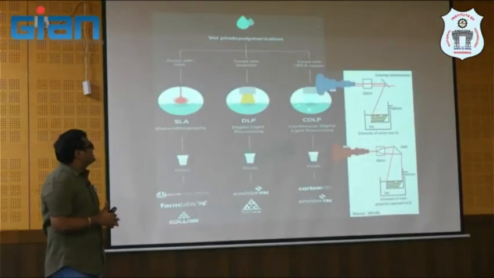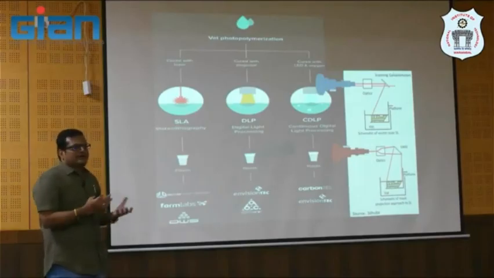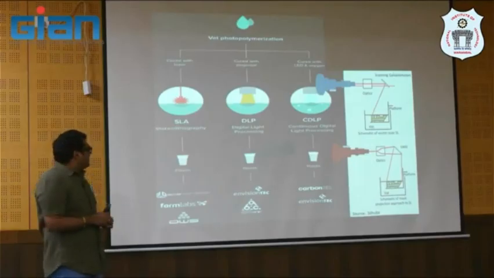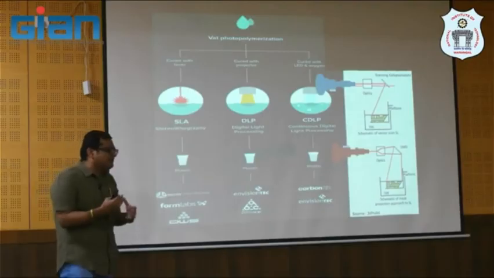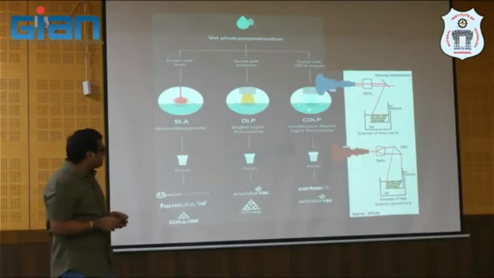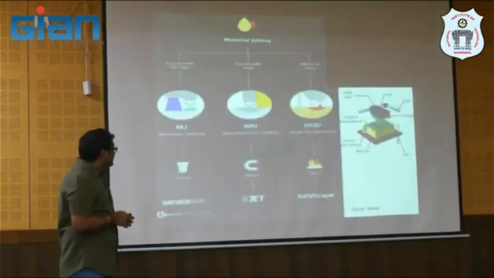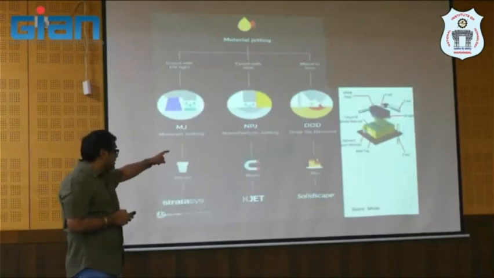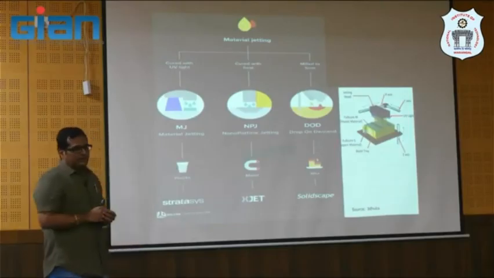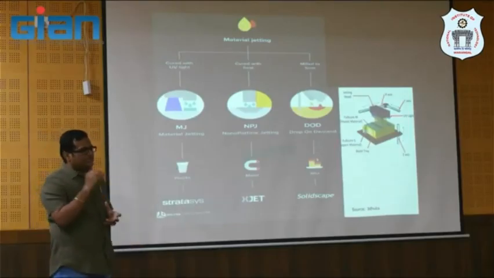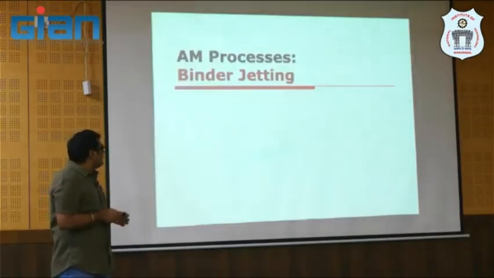Yeah, if you try to see the developments in VAT, it started with the epoxy acrylate material, right? But nowadays even ceramics can be possible, not directly, maybe a 2-step process. Material jetting, yes, here you can see nanoparticle jetting from XJet. Metal can also be jetted through a material jetting system.